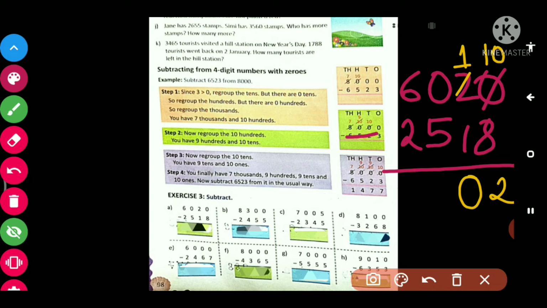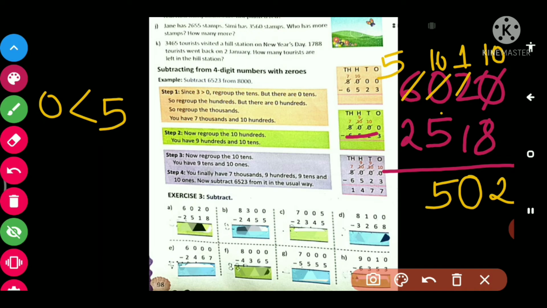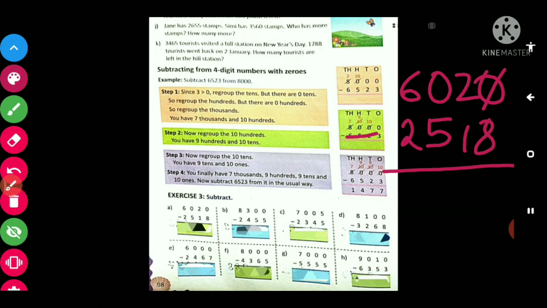Now this 0 and this 5. Now this 0 is less than 5, so again we have to regroup this number. So this 6, it will reduce by 1 and it will become 5, and this 0, it will become what? 10. 10 minus 5, it will be how much? 5. 5 minus 2, it will be how much? 3. Right? So our answer will be what?